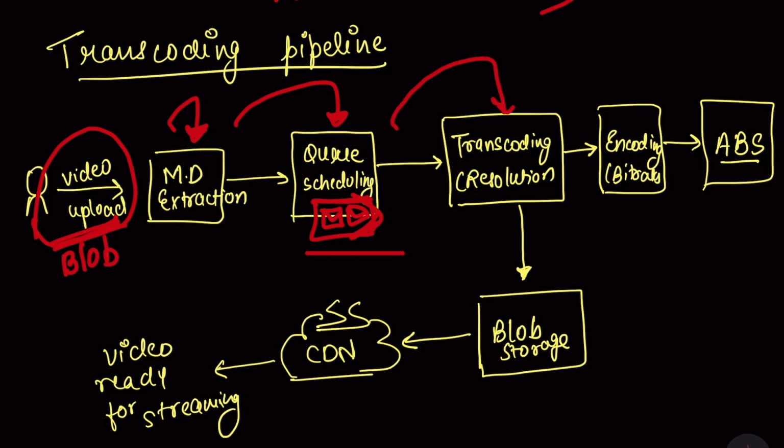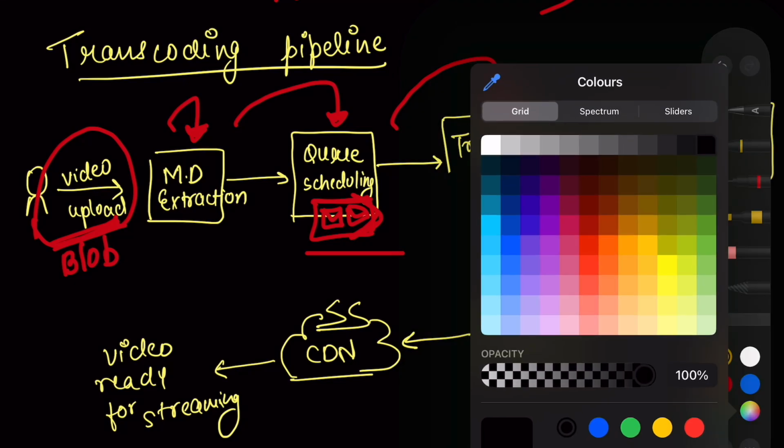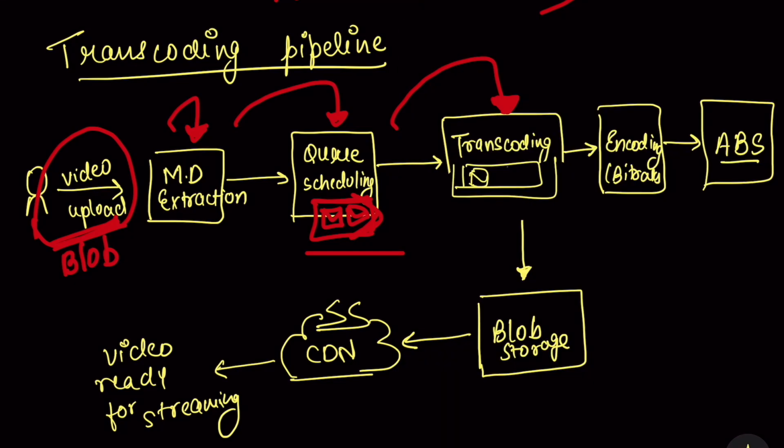Then we have the transcoding to multiple resolutions. The raw video over here will be transcoded to multiple resolutions, and each transcoding task is independent but may be scheduled based on priority. Let's take an example: the 144p transcoding might finish even before the 4K. So this is the work of the transcoding servers.